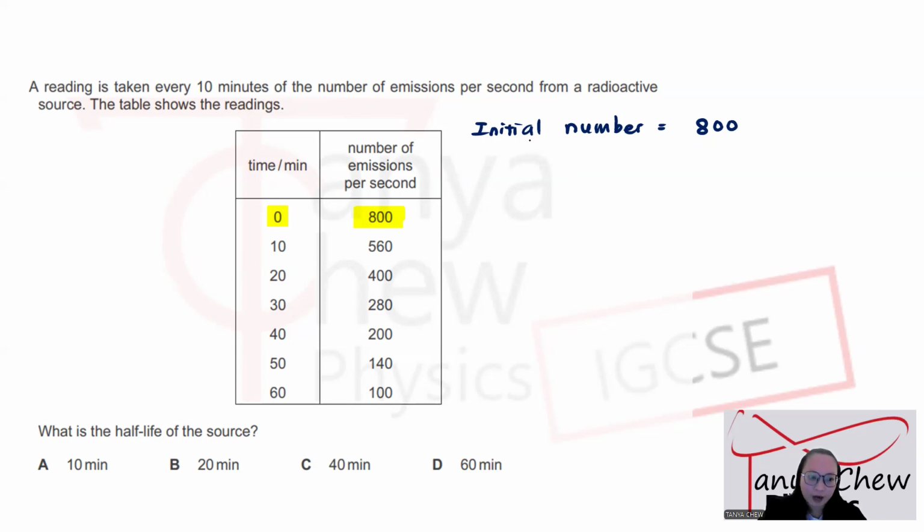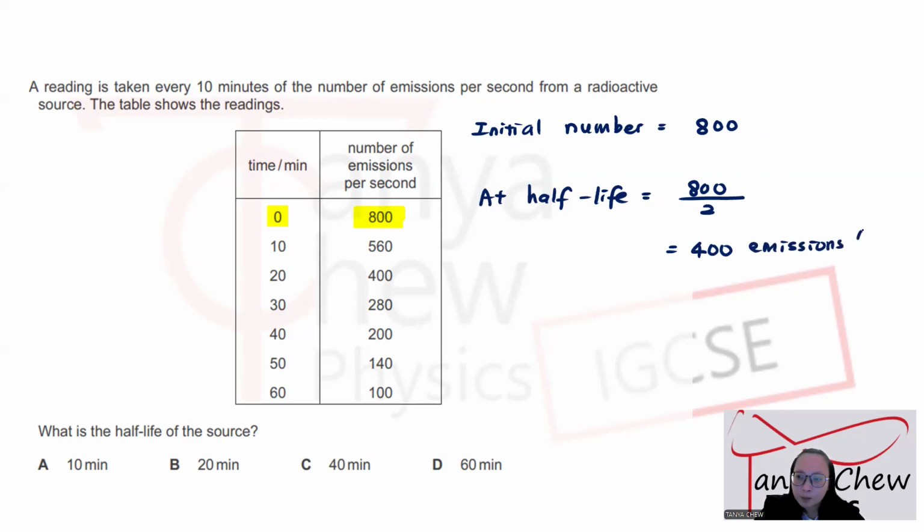At half-life, or after one half-life, this initial number has to decrease by half. So you just take 800 divided by 2, which is 400 emissions per second.